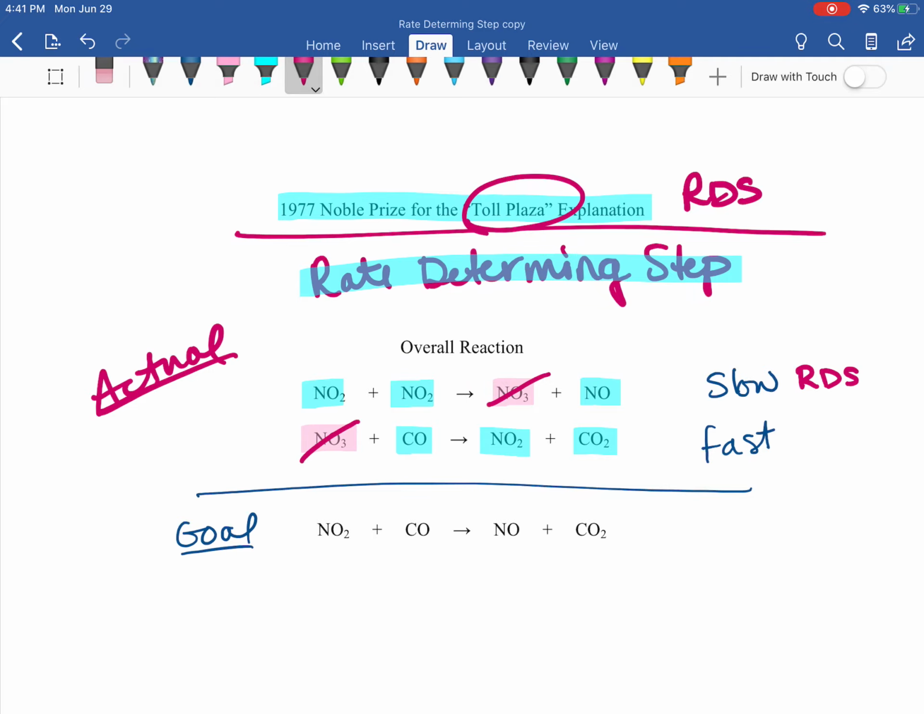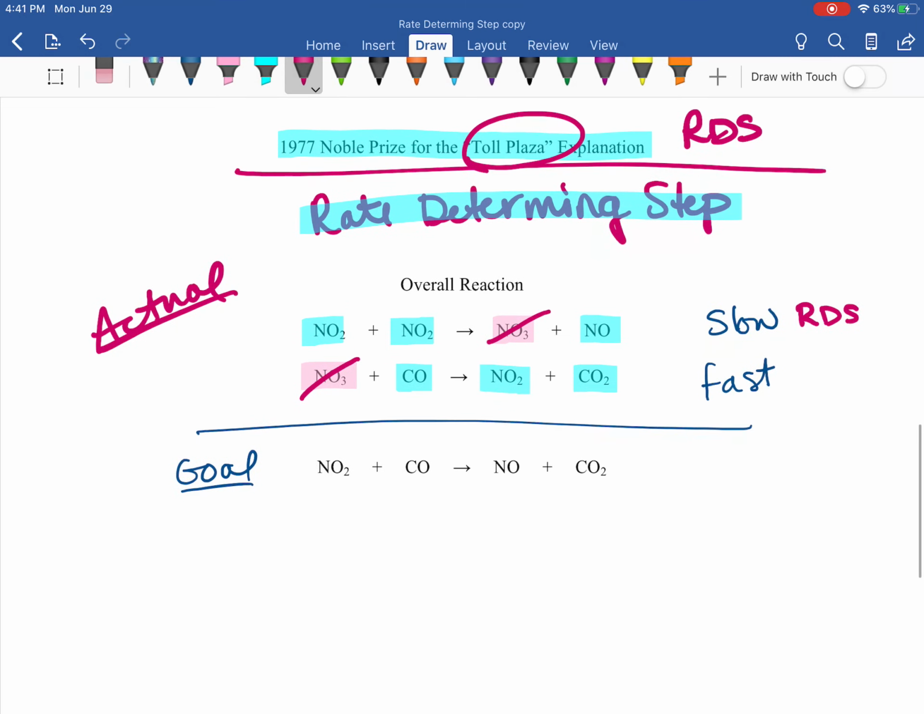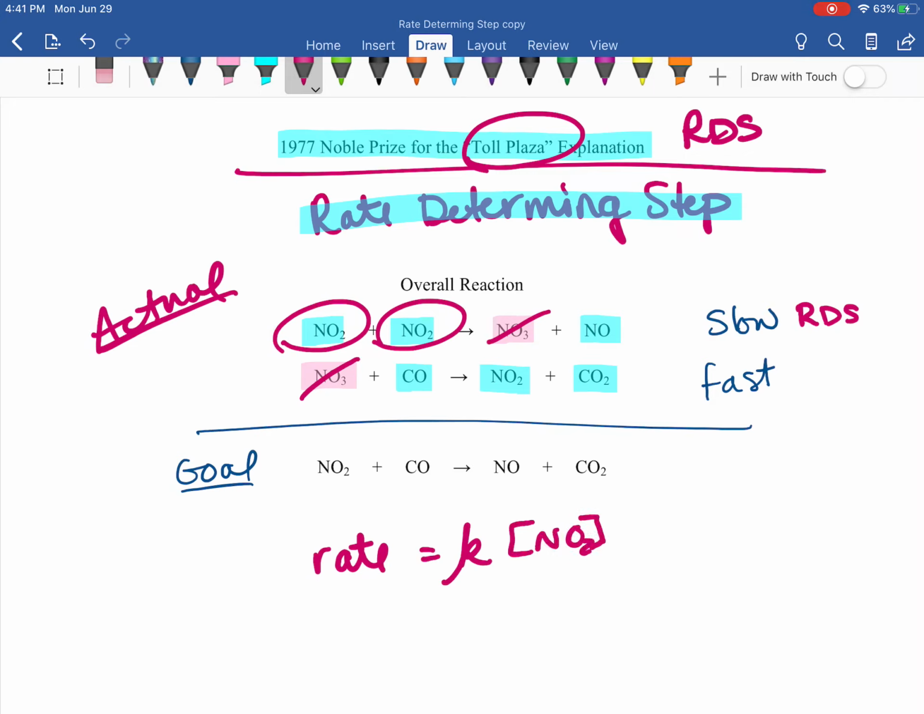And then what happens in your overall process when you look at your rate law? So our rate law has to reflect the slow step, and it has to reflect what's happening in the slow step. So our NO2, we have 2 of them smacking into each other as the slow step. So that means your rate law would be this. I realize that looks messy. Let's try that again. Your rate law is NO2 squared.